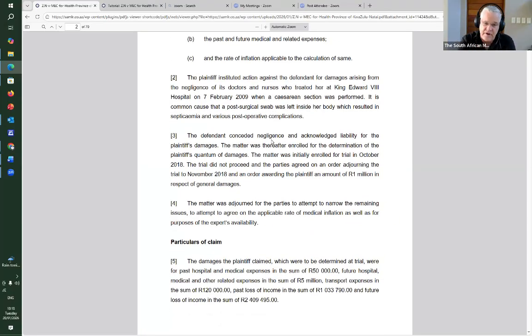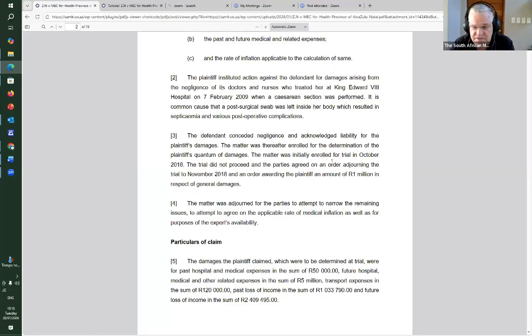Then 3, very important: the defendant conceded negligence. So immediately we know the question of liability is not an issue in this judgment. From paragraph 3, we're already orientating ourselves very accurately. And acknowledged liability for the plaintiff's damages. There we go. So there's an acknowledgement of liability. The matter was thereafter enrolled for the determination of the plaintiff's quantum of damages. So we know exactly what she's dealing with. We know exactly what the issues are. We know where the case is. We know what's been already decided, and we're moving from there.